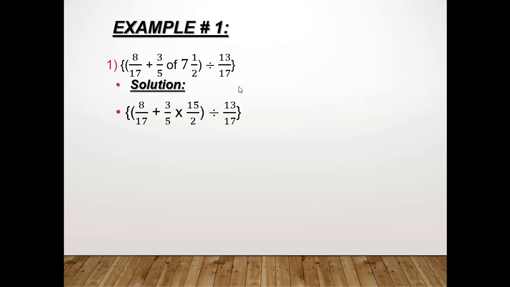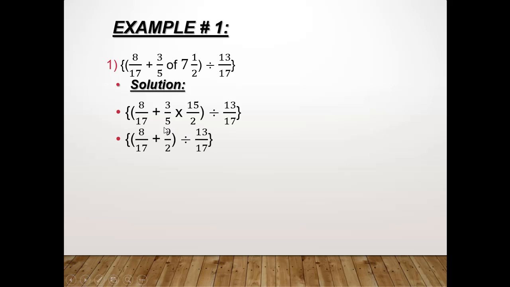Okay, now the first step is to convert this mixed fraction into an improper fraction by the same process. We will multiply this 2 with 7, and whatever answer we get, we will add it in the numerator and we will get the final answer as 15 divided by 2. Okay.